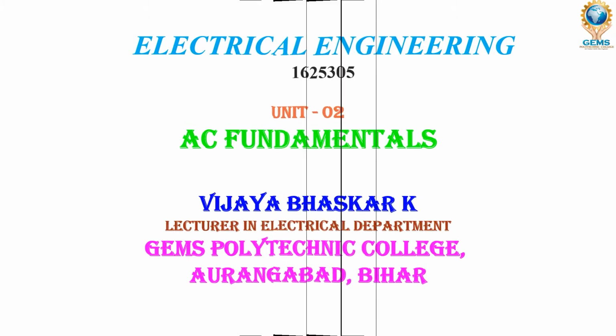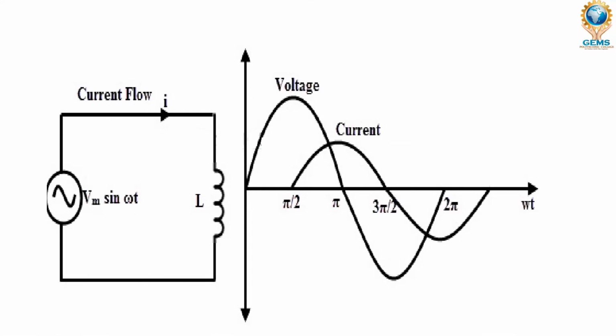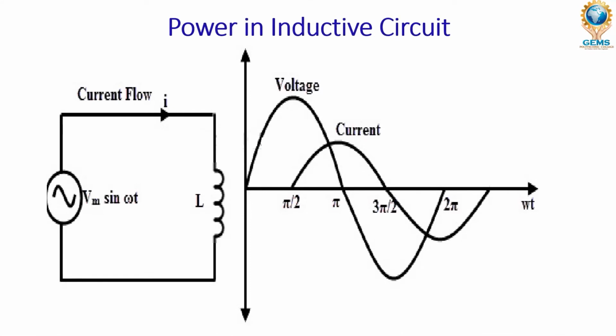In this class we will discuss power in inductive circuit. Here you can see this is one inductive circuit. We are going to apply voltage, that is small v equals Vm sin omega t, and the current flowing through the circuit is I. This is the inductor value.